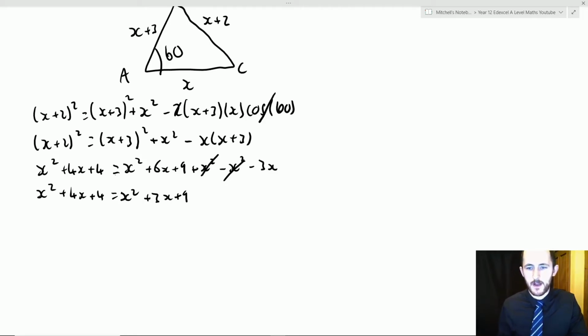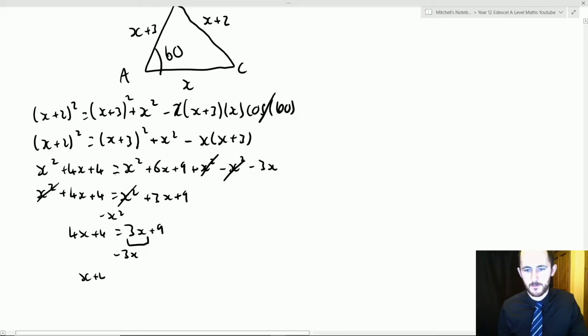So now, I can actually get rid of both of these x squareds, because I can just minus x squared from both sides. So that gives me 4x plus 4 equals 3x plus 9. 3x is smaller than 4x, so I'm going to subtract 3x from both sides. We get x plus 4 equals 9 minus 4, so we get x equals 5.